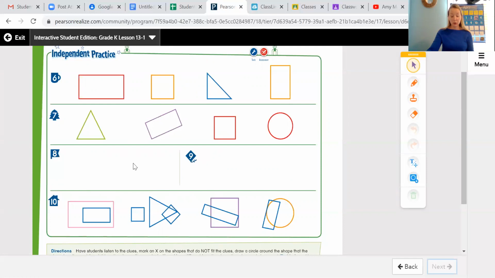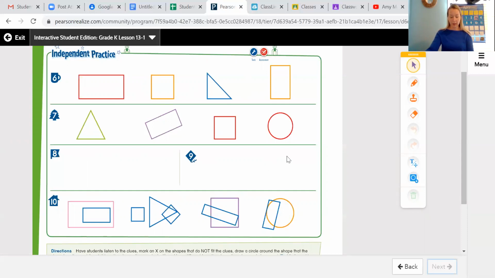All right, number 8 right here. You're going to listen to the clues and then draw the shape that the clues describe. So number 8, I have more than 3 sides. The number of vertices I have is less than 5, and all of my sides are the same length. What shape am I? I'll read those one more time. I have more than 3 sides. The number of vertices I have is less than 5, and all of my sides are the same length. What shape am I? Work hard on that one.